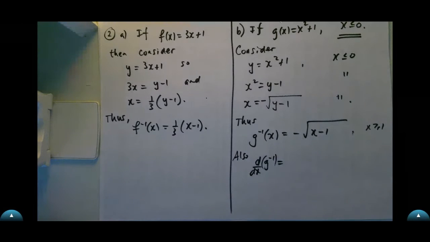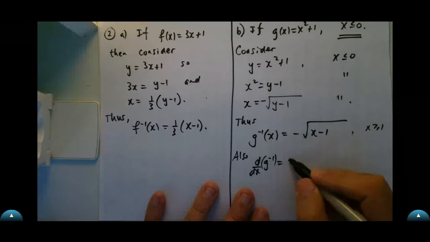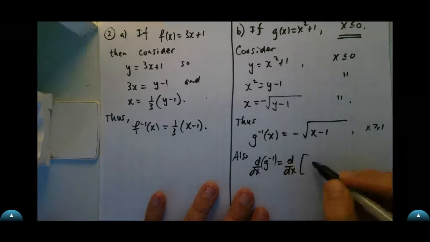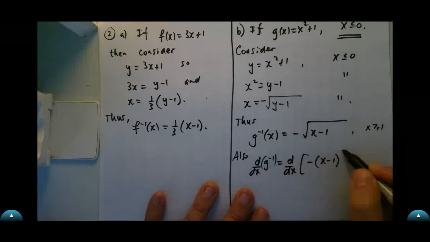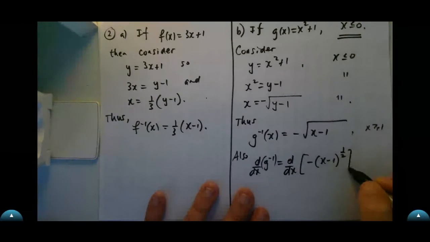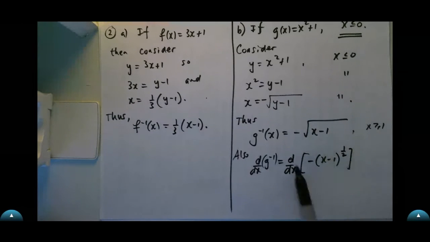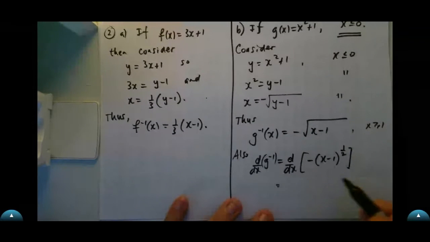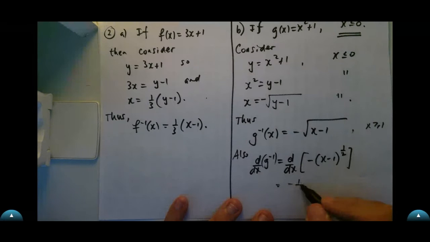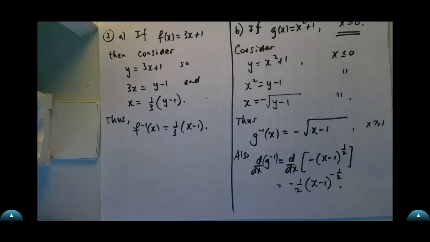We can do that a couple of ways. One way is to write it like this. You can, if you want to, use the chain rule here. I'm not going to do that. All I'm going to do is bring the half to the front, the derivative of what's in here to the front, decrease the power by 1. So it's going to be negative 1/2 x minus 1 to the negative 1/2. You could use the chain rule there, but I don't really think it's necessary.